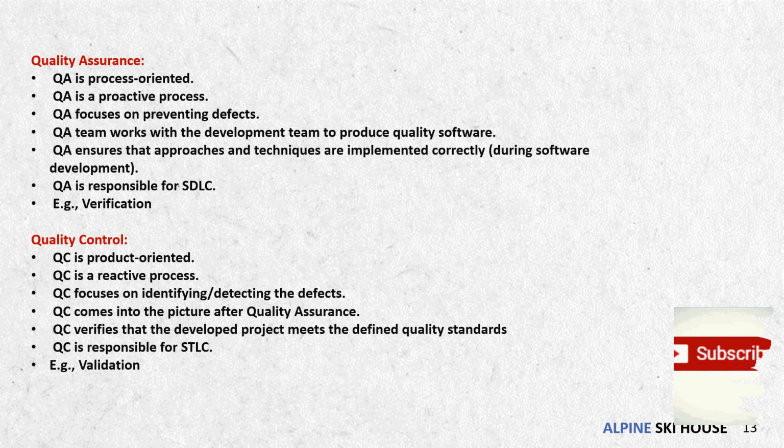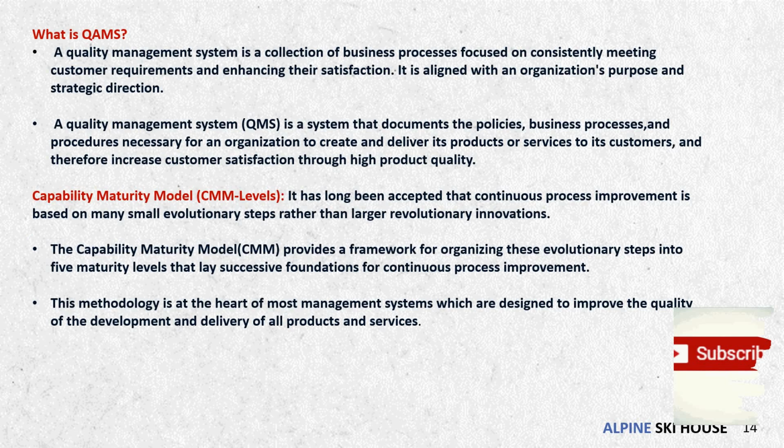Quality control is product oriented. Quality control is a reactive process. QC focuses on detecting defects. QC comes into the picture after quality assurance. QC verifies that the developed product meets the defined quality standard. QC is responsible for STLC, for example, validation.